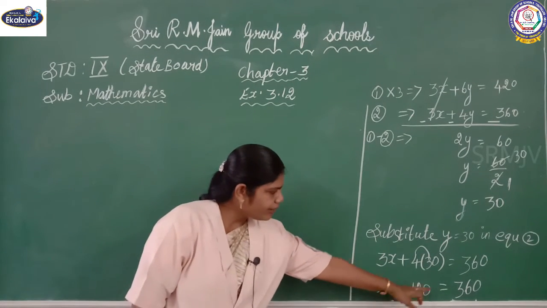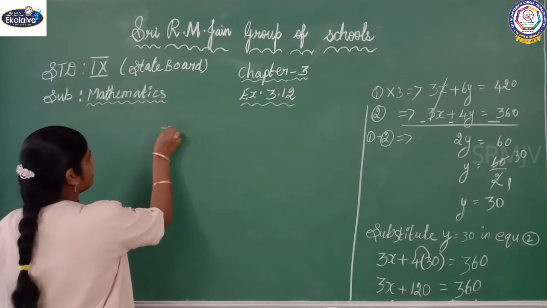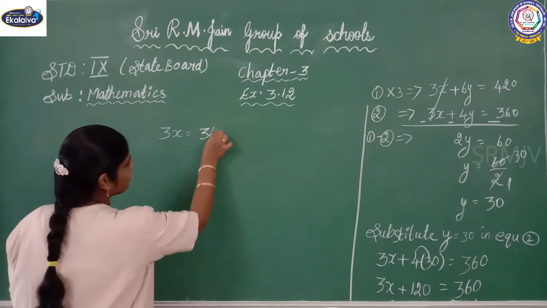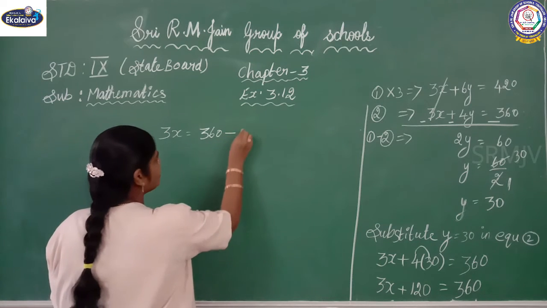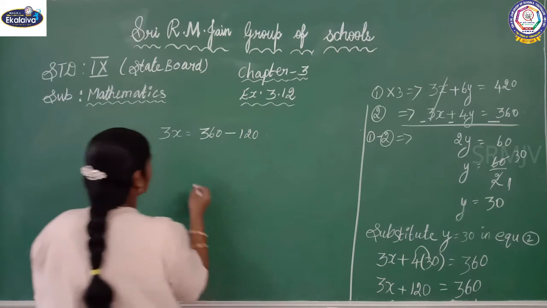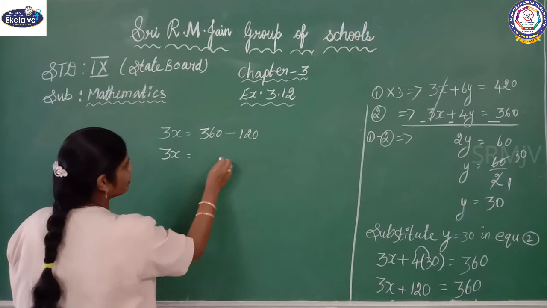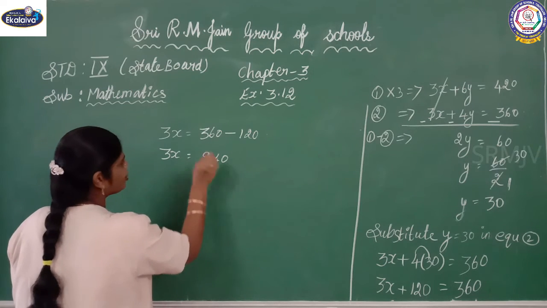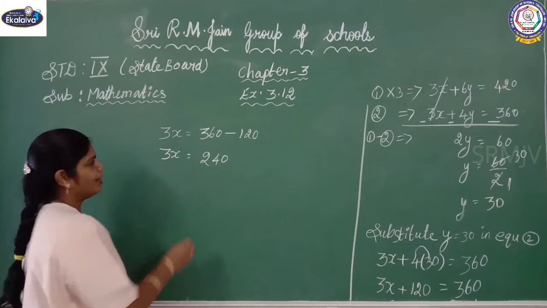3x plus 120 equal to 360. So 3x equal to 360. The plus 120 will change to minus 120. 3x equal to, now subtract this: 0 minus 0, 0. 6 minus 2, 4. 3 minus 1, 2. Okay. So 3x equal to 240.